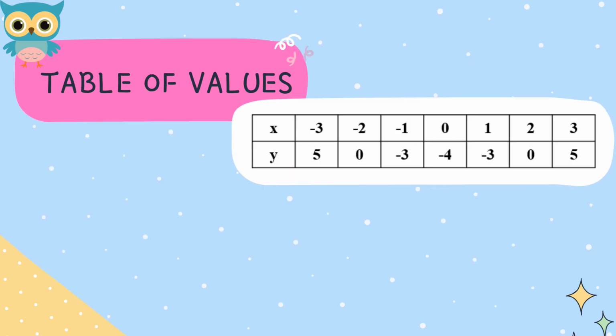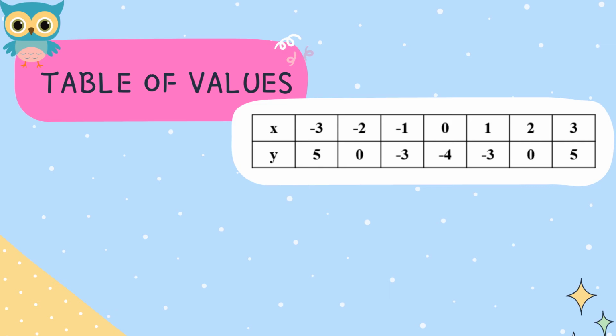Next and last is through a table of values. For us to determine whether the given table of values describes a quadratic function, we have to get its first and second differences in y. And make sure that the second differences in y have an equal or the same value for us to identify that the given table of values is a quadratic function.